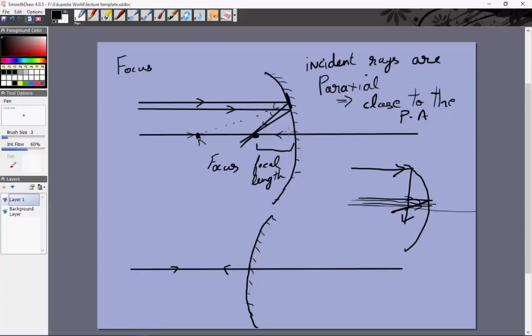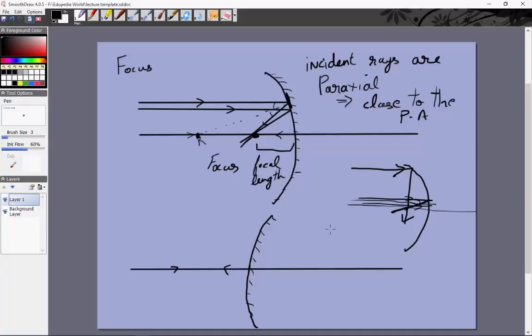So the focus can be described as the point where all paraxial incident rays parallel to the principal axis meet the principal axis. They all meet at the same point. If they come parallel to the principal axis and are close to the principal axis, they'll meet at the same point, and that point is called the focus.